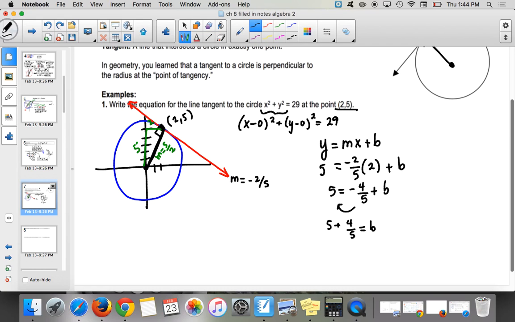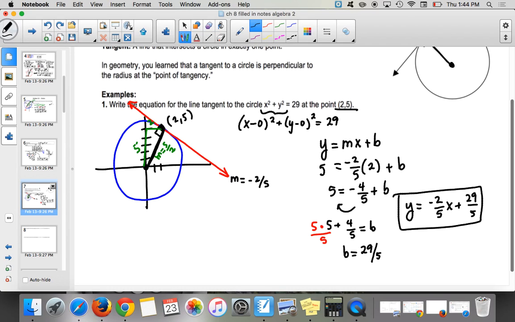And I get common denominators, so I multiply by 5/5. So we end up getting b is equal to 25 plus 4, so 29/5. So the equation of the tangent line is y equals -2/5 x plus 29/5. Okay? Does this make sense? Okay, so same idea on number 2.